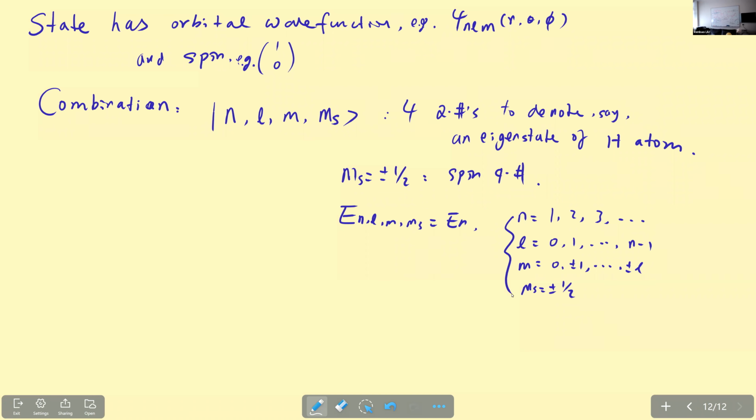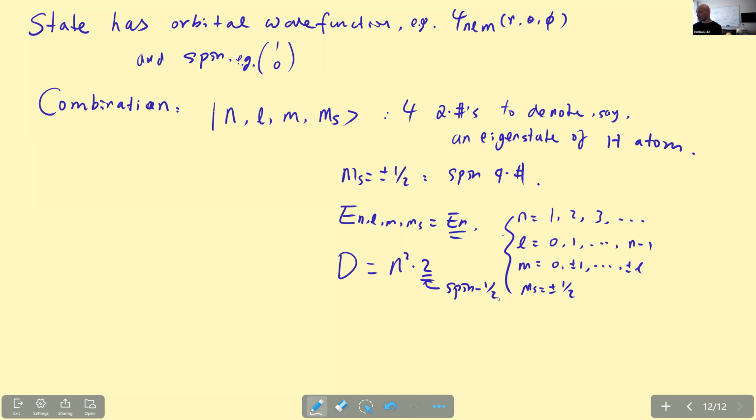So we have these four numbers to denote a state, but the energy is only determined by the n. So given the n, we have different choices of l, m, m_s. So the degeneracy is given by n squared times 2. And this 2 comes from the spin half degrees of freedom, okay? Right, so that's why for the electron in the atom, the 1s shell actually has not one state, it has 2 states, because there's a spin, right?